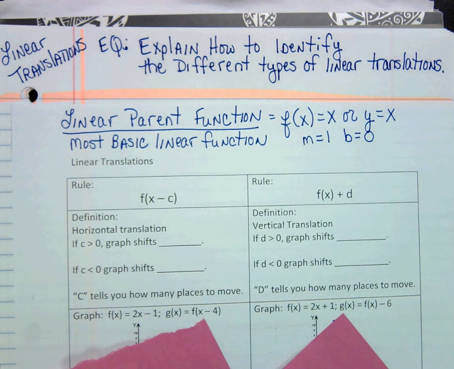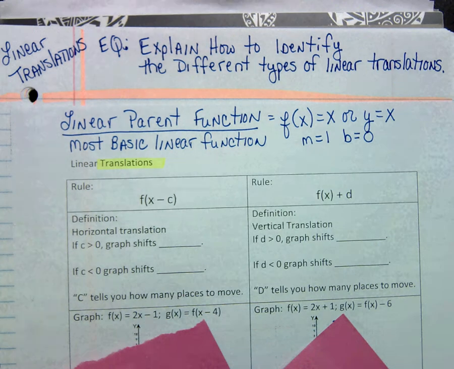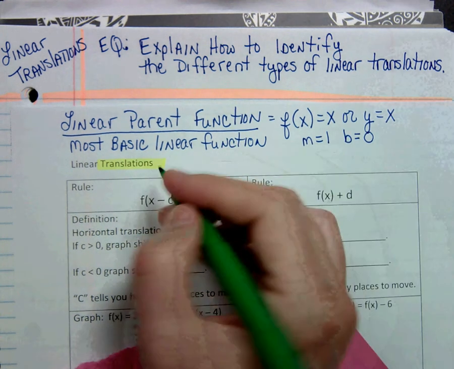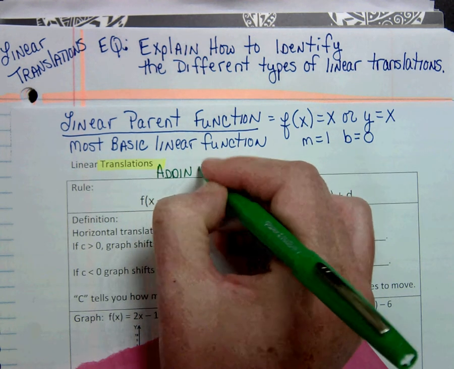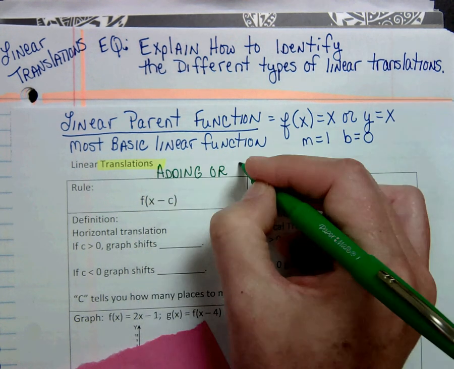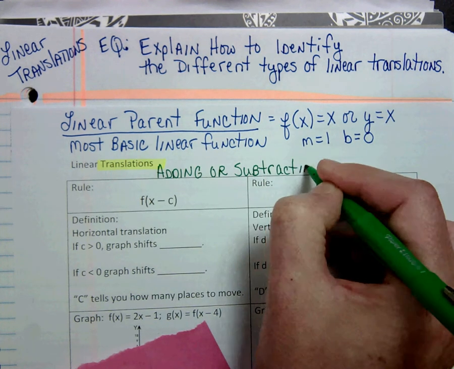And so then today we're looking at linear translations. And so you should recall that when we translate something, we are sliding things around side to side. And so we're always going to be adding or subtracting. So when you see something that's being added or subtracted, that's your clue that it's going to be a translation.